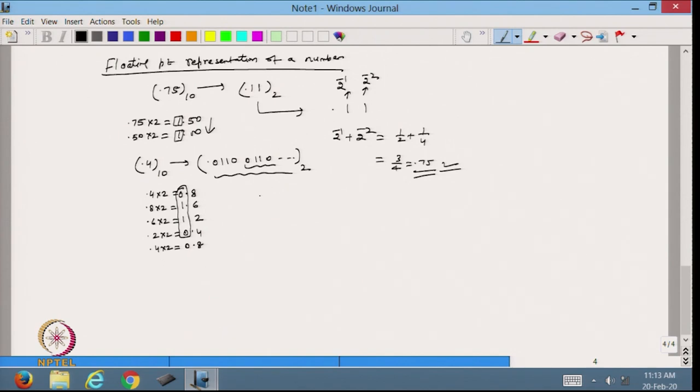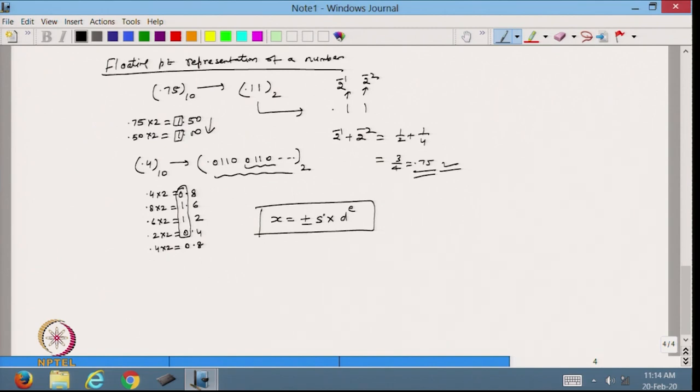Now we are dealing with the floating point representation of a number. So how can we do that? In the floating point, suppose I have a number x. This is the representation. It can be positive or negative, and I will represent it by s multiplied by d and then e. That is the floating point representation of a number in decimal form or in binary form.